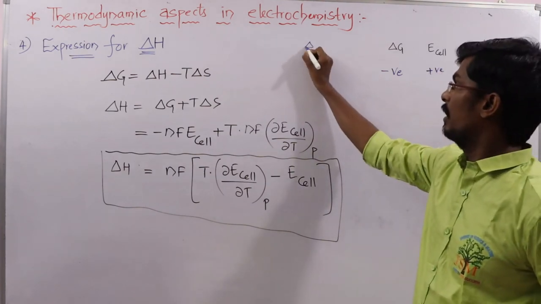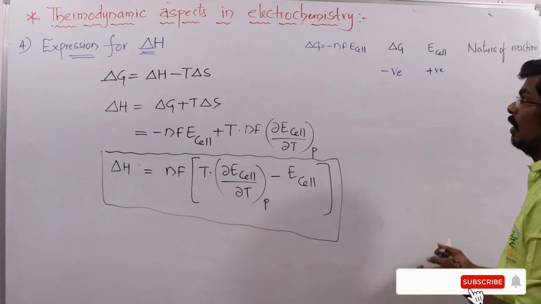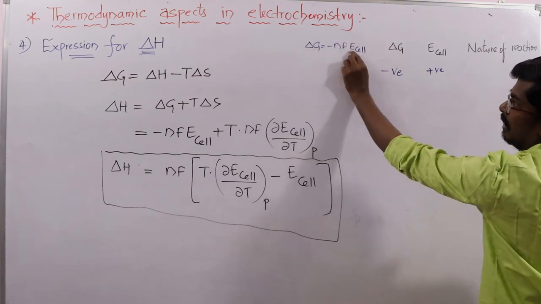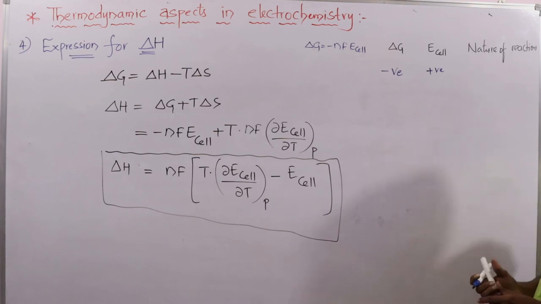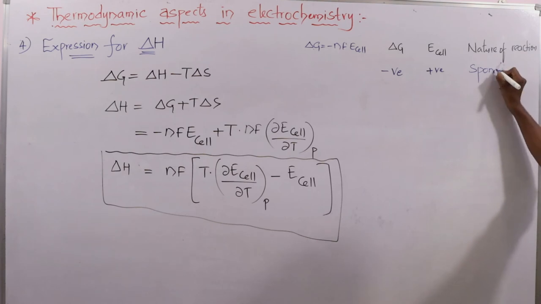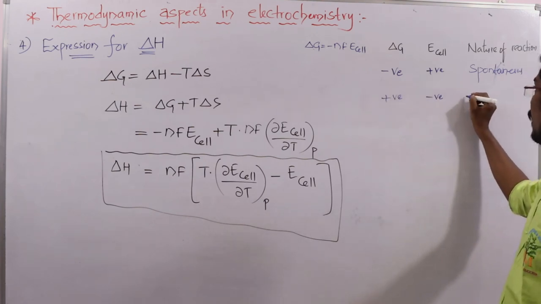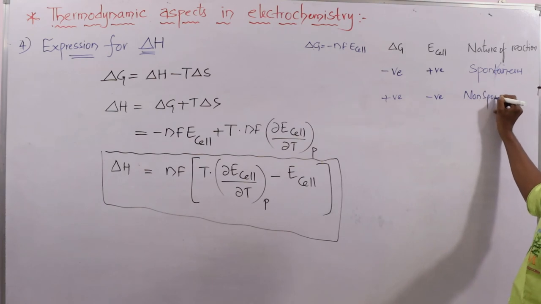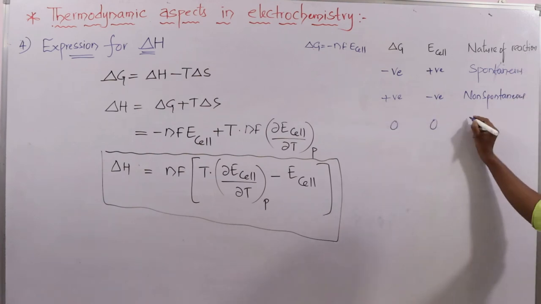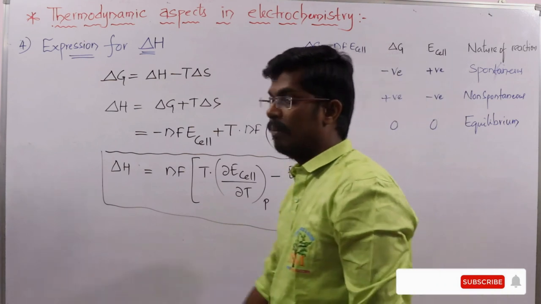Why? Because delta G is equal to minus nFE cell. To get delta G negative, n is never negative and F is also never negative, so E cell must be positive. Usually that gives a spontaneous reaction. When delta G is positive, E cell must be negative, and we take that as a non-spontaneous reaction. And if delta G is zero, E cell must be zero, and we take that as equilibrium.